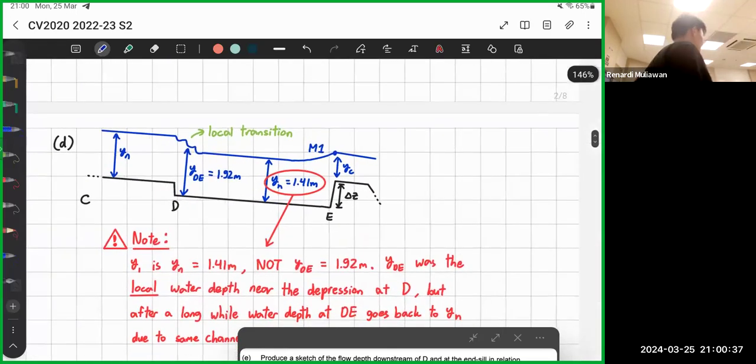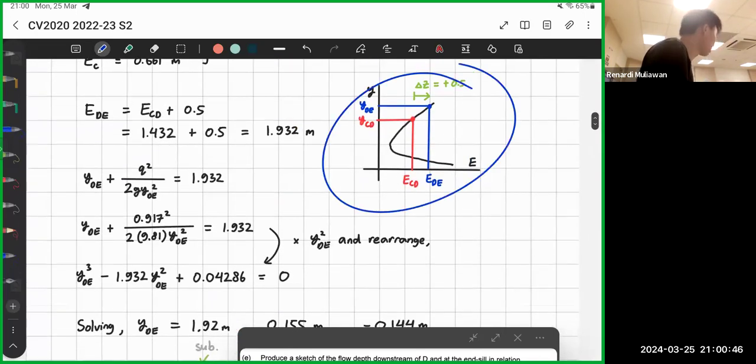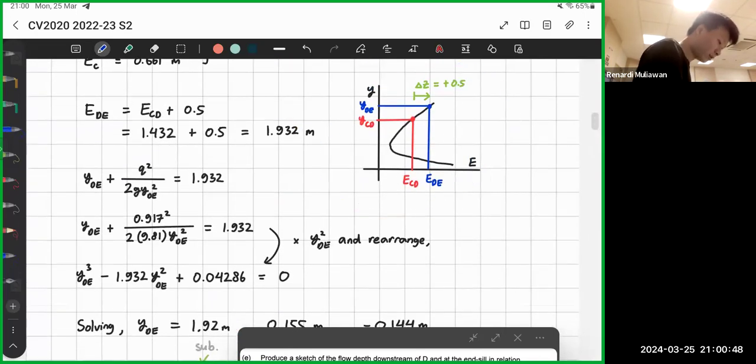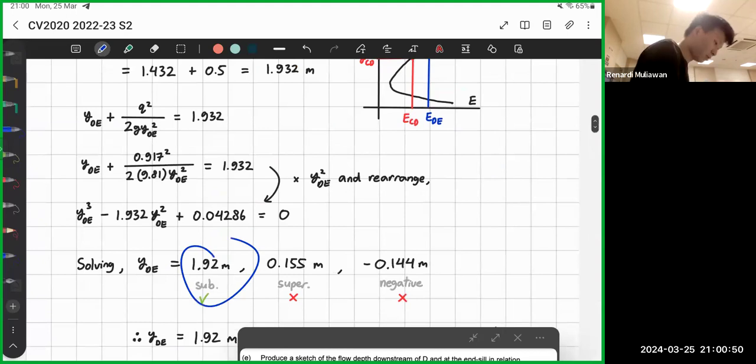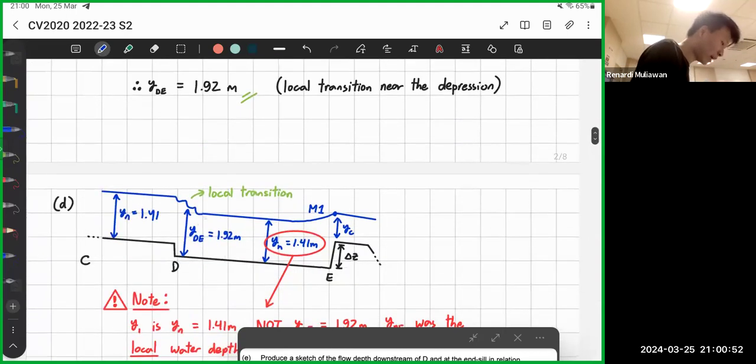Okay, this one I'll just explain. So this one is now 1.41, right? Because of this depression, we need to use this. Use this, we get 1.92. So 1.92 is the depth right after. But then it will adjust back to normal depth.